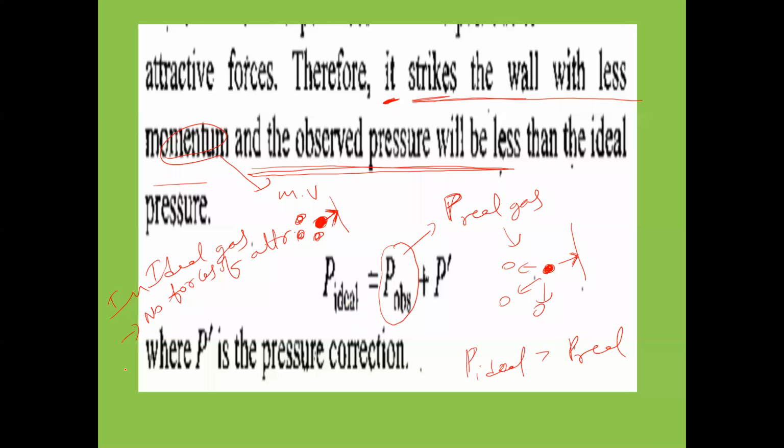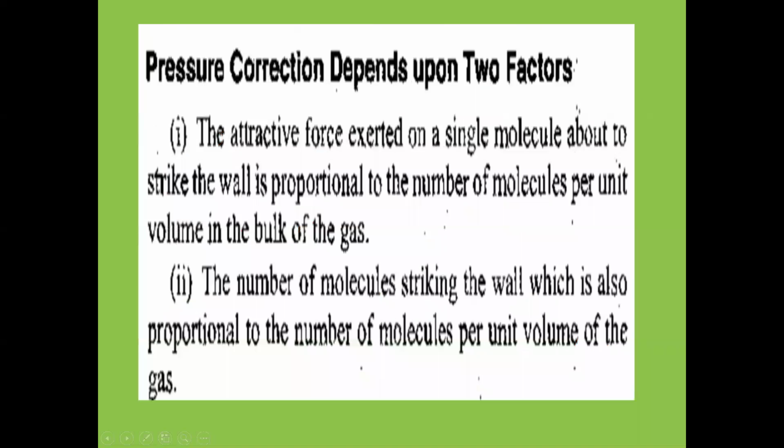Okay? So next, where P dash is the pressure correction. P dash is pressure correction. Keep that point in mind. Now, the pressure correction depends upon two factors mainly. The first is the attractive force exerted on a single molecule. The attractive force exerted on this single molecule, like this here. Different attractive forces are there.